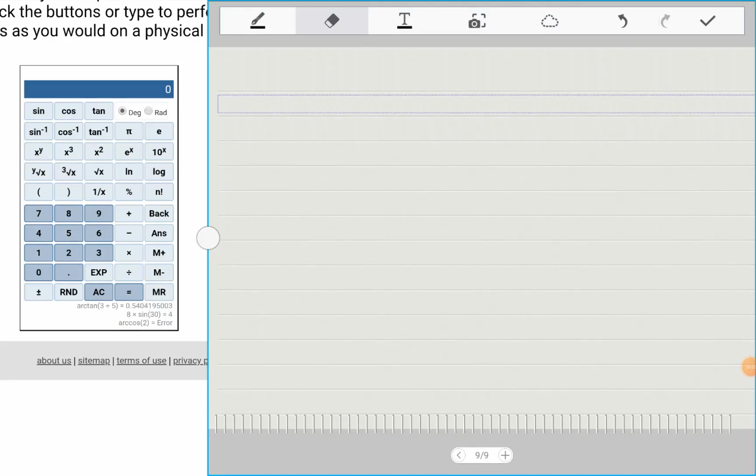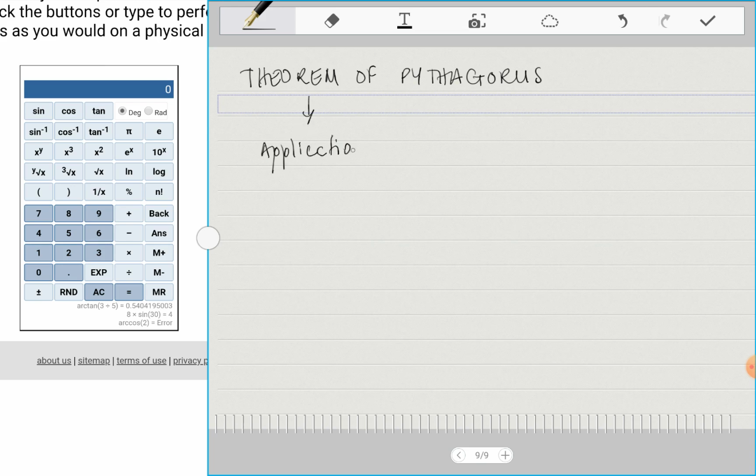Hi, we'll now have a quick look at the Theorem of Pythagoras and its application in trigonometry. Okay, so how is it important in trigonometry?